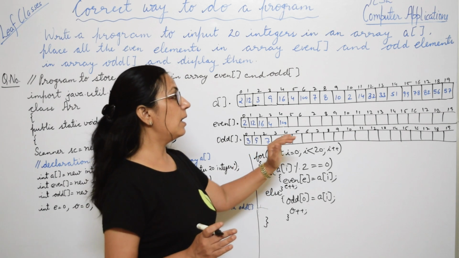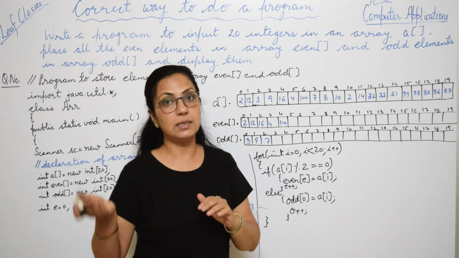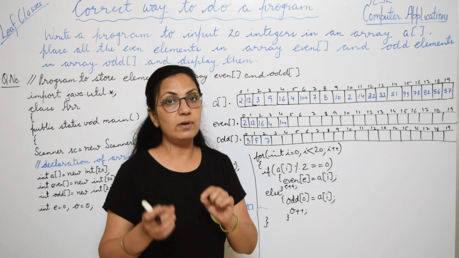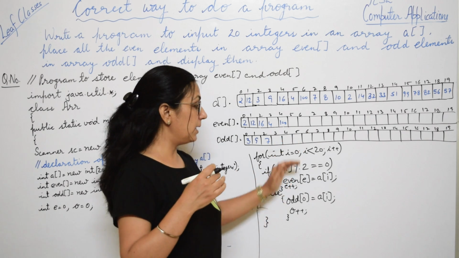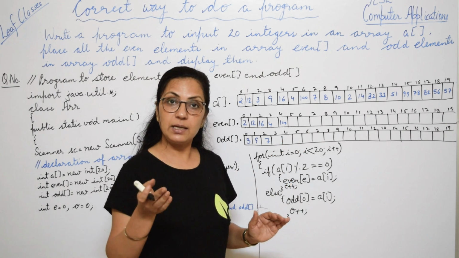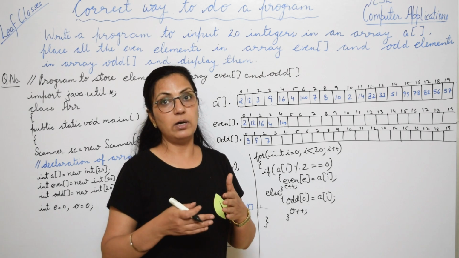Whenever you have to print all the array elements, a separate loop should be used for printing all the array elements, right? Now suppose 7 elements are even and 13 are odd. What will be the value of E and O after completion of this loop? 7 and 13 only, because every time we are increasing it accordingly.